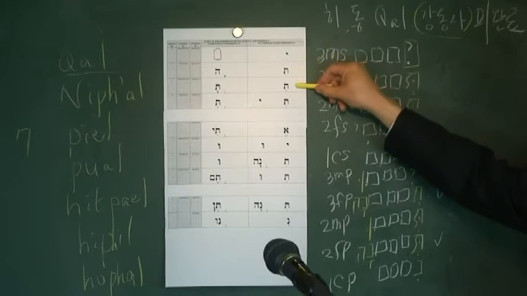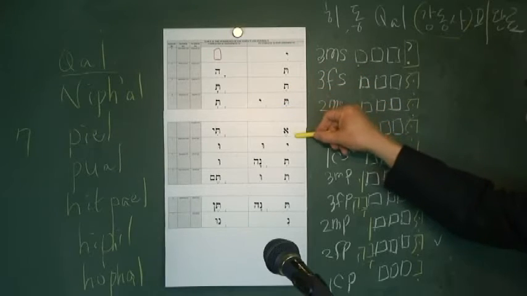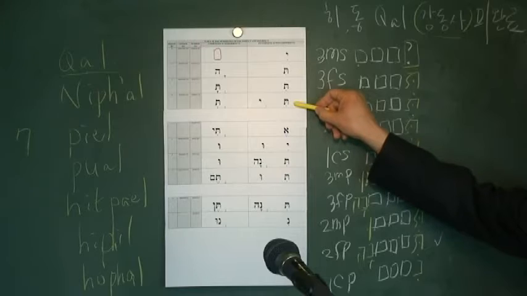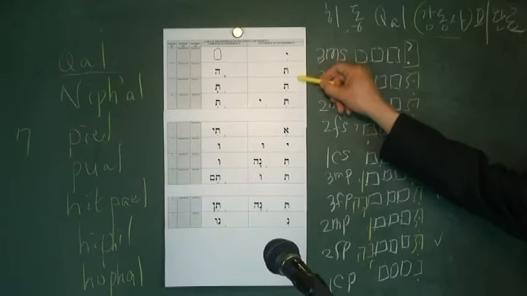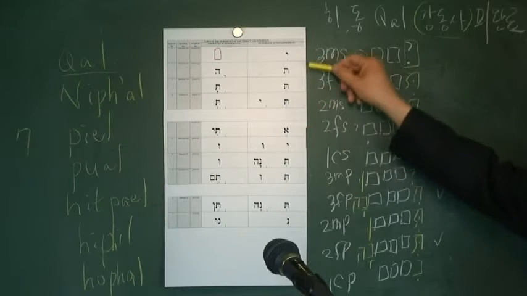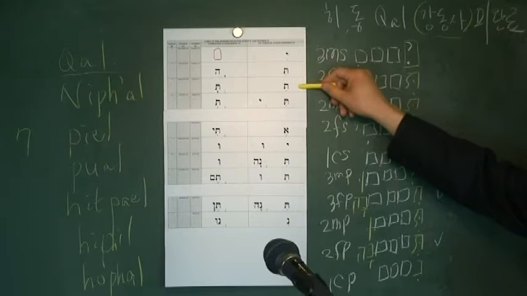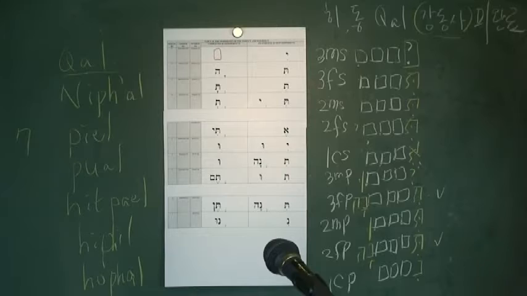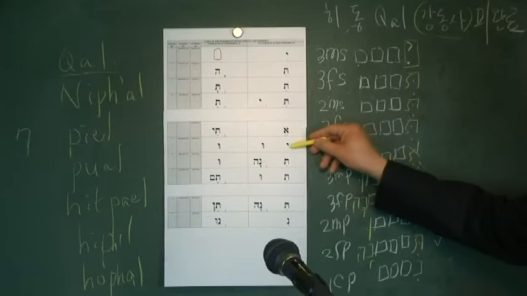Let's read just the prefixes and the suffixes. Let's begin with the third person masculine singular. E T T T yi. Aleph e.